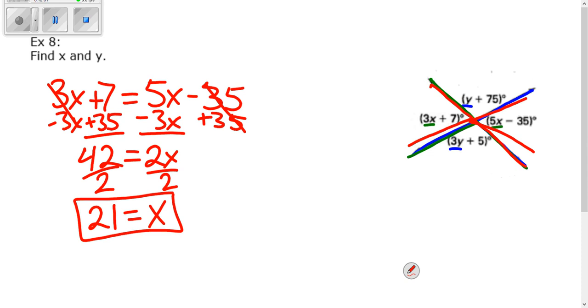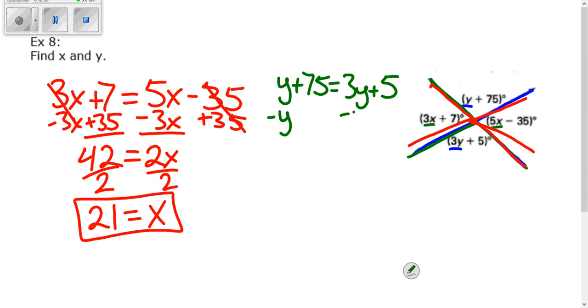We could plug x back in to one of our angles there, and then add them up with 3y plus 5, set it equal to 180, and do a supplementary angle that way. But we already know that our y's, our angles with y's are also vertical angles, so let's just do that. y plus 75 equals 3y plus 5.